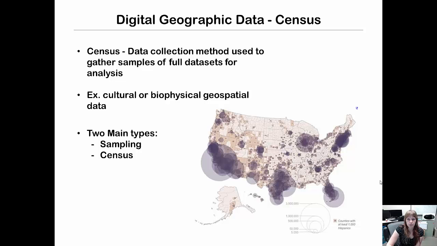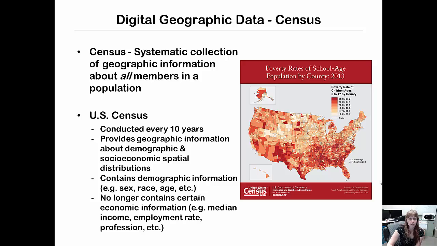So one of the big ones that we're going to do a walkthrough for is census data. And census data is a collection method that is used to gather samples of full data sets. And when we talk about a census, there's two main types. You have a sampling census, which takes a sample of the population, or you have a full-blown census, and that is where you take a collection about all of the members in the population.